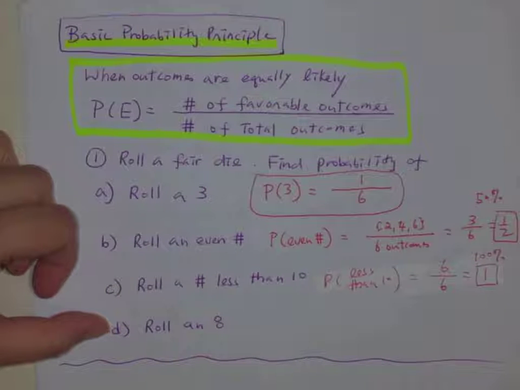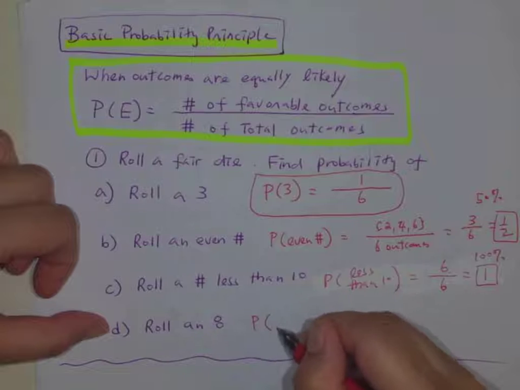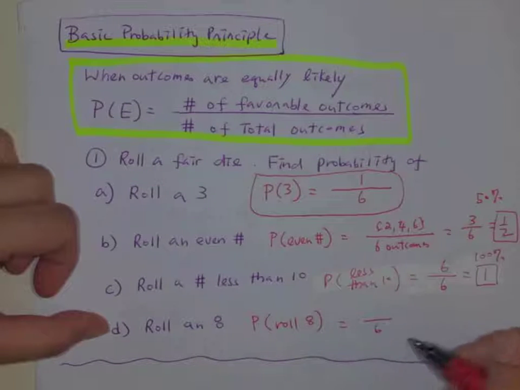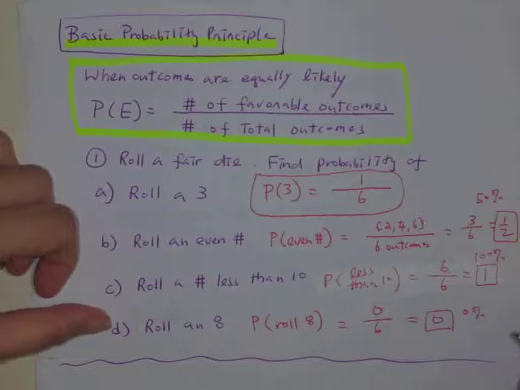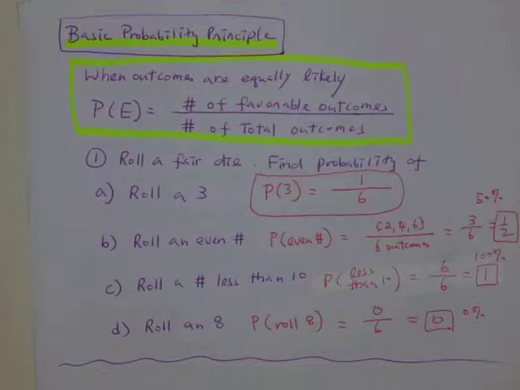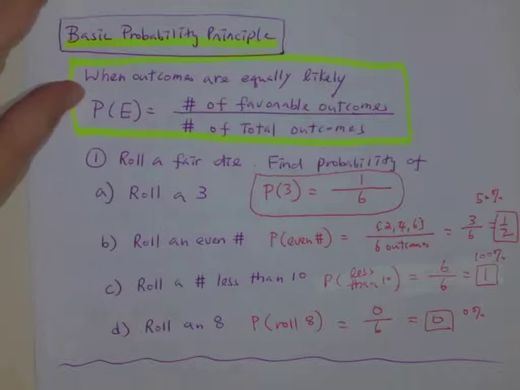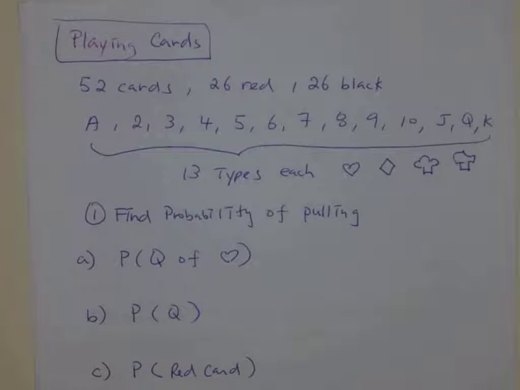And then rolling an 8. So probability of rolling an 8, not less than 8, but rolling an 8. I have 6 possible outcomes, but I don't have any 8s, so the probability will be 0, right? So you have 0 chance of rolling an 8. 0%, right? Okay. So that's the basic probability: how many favorable outcomes compared to how many total outcomes. Alright, so the next question, you can take a minute to write it down.